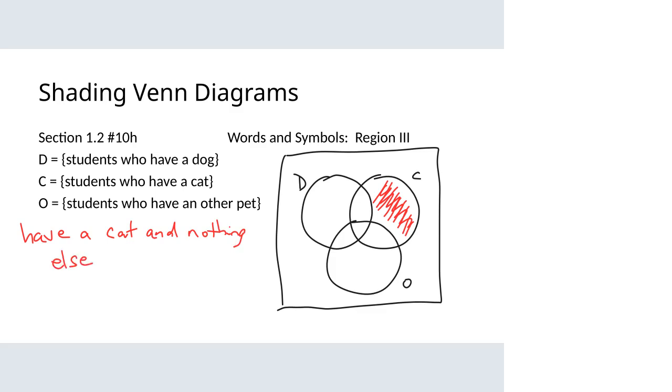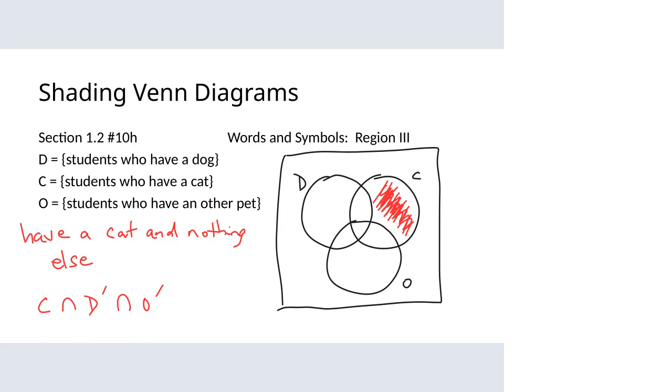Because that's what region 3 is. They're in the cat circle, but they're not in the dog circle, and they're not in the other circle. That can help us do this too. All I want is this piece shaded. Well, they're in the cat circle, and they're outside the D circle, and they're outside the O circle. They have a cat, and they don't have a dog, and they don't have another kind of pet.